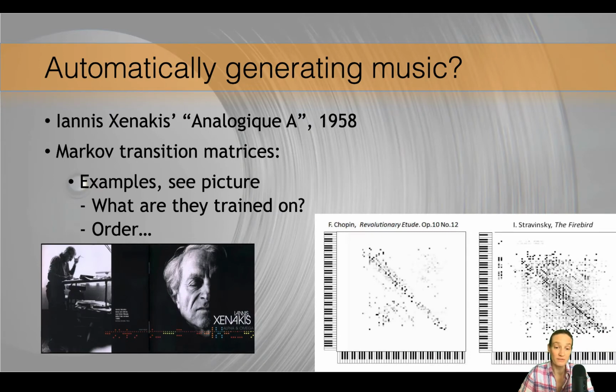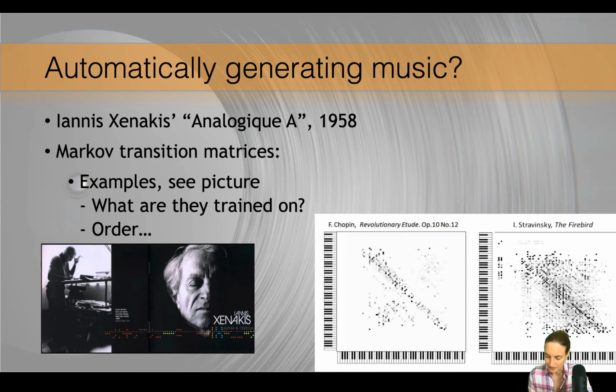Still quite impressive for the time. Ever since then, computer-generated music has become a hobby of some composers. For instance, Iannis Xenakis created Analogique A in 1958. He used Markov transition matrices to create this piece. And what is a Markov transition matrix?